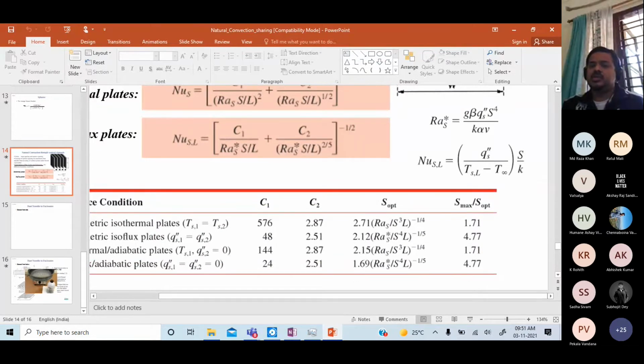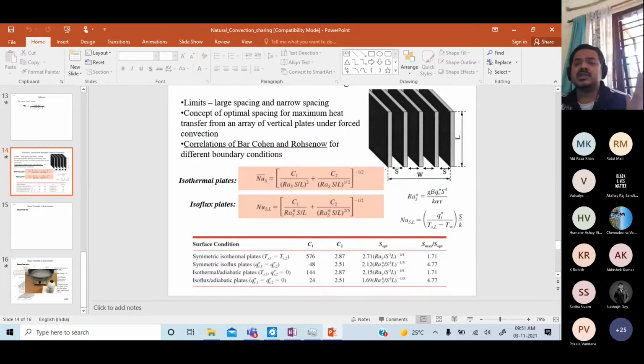Okay. So now you see two more terms, S max and S opt. Max is for maximum heat transfer, and opt is for optimal. Now the question is, what are these? The maximum heat transfer is easy. What is the spacing at which the average heat transfer coefficient will be maximum?